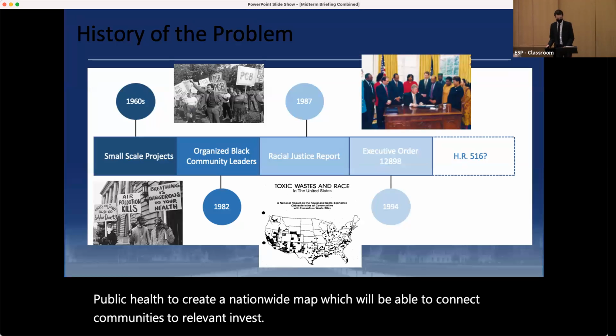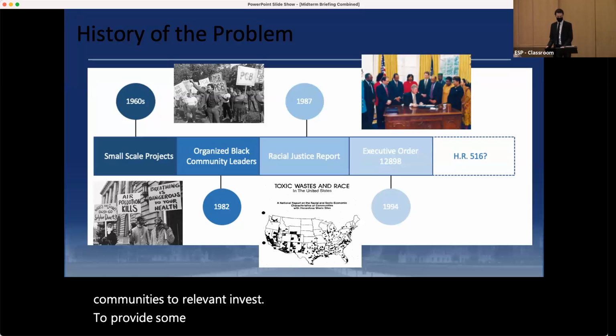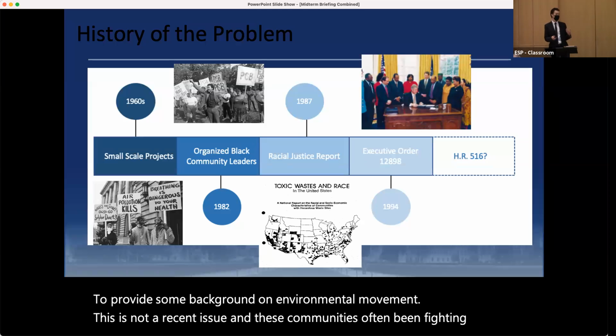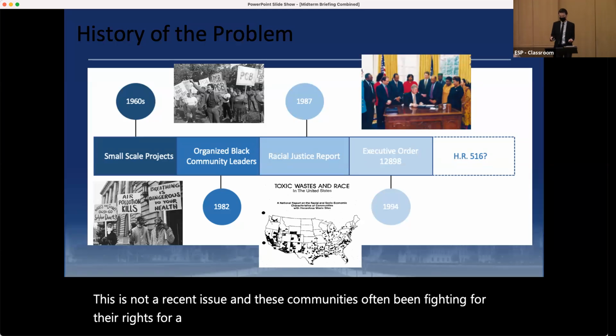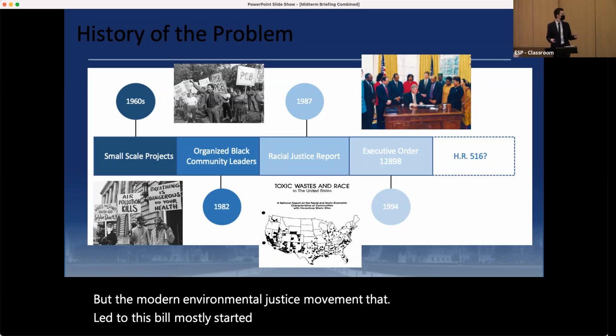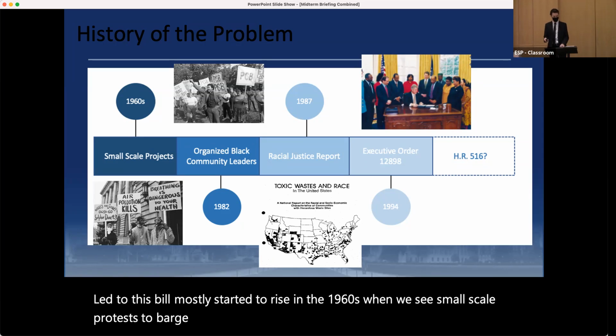To provide some background on the environmental justice movement, this is not a recent issue, and these communities have often been fighting for their rights for hundreds, if not thousands of years. But the modern environmental justice movement that has led to this bill mostly started to arise in the 1960s when we see small-scale protests to large waste management projects.